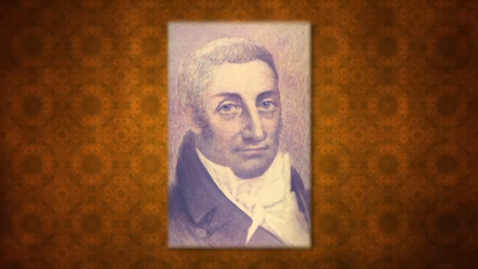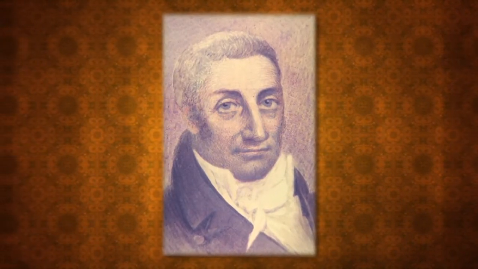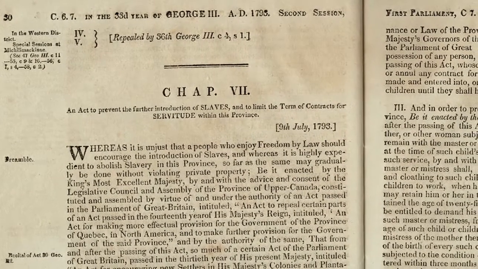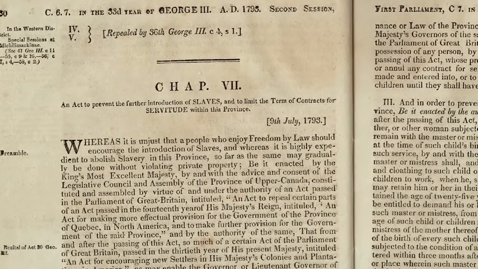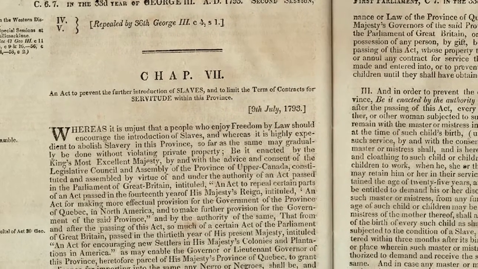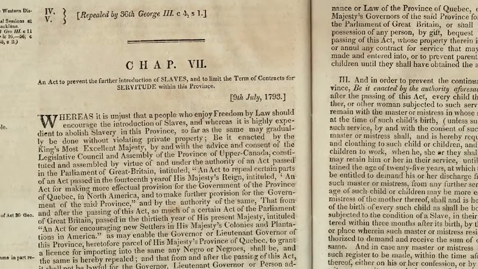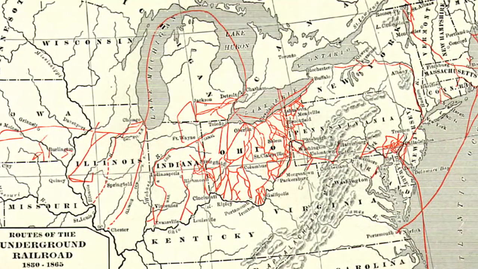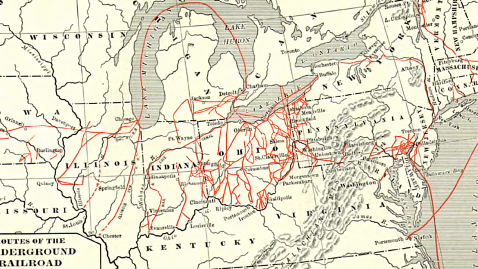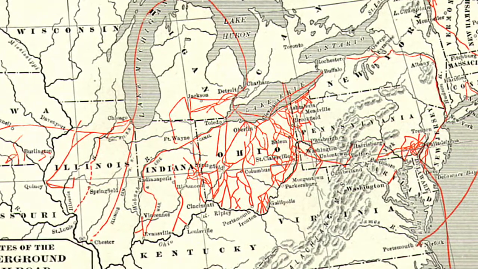With the help of Robert Hamilton of Niagara and Richard Cartwright of Kingston, both slave owners, the Act to Prevent the Further Introduction of Slaves was passed on July 9th, 1793, the first of its kind in the British Empire. And it set the stage for the success of the Underground Railroad and the more than 30,000 black refugees who found freedom here in Canada.